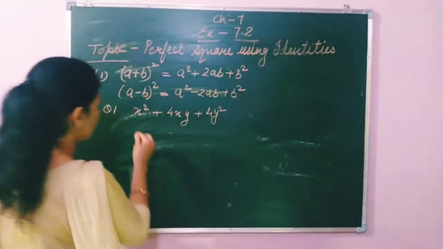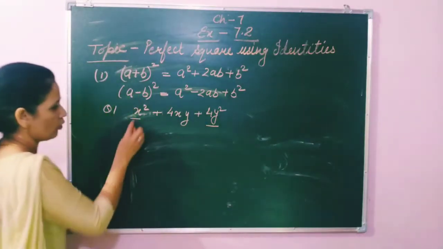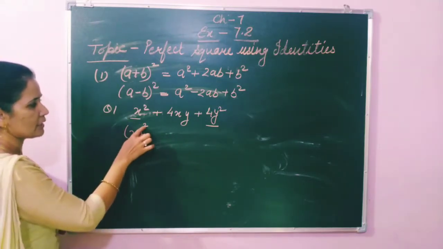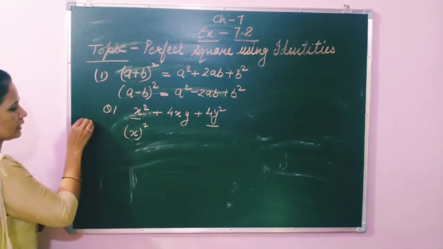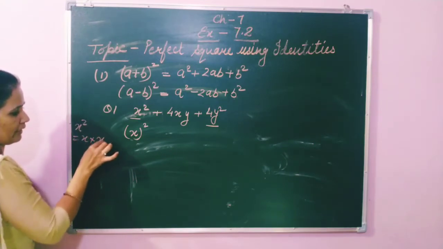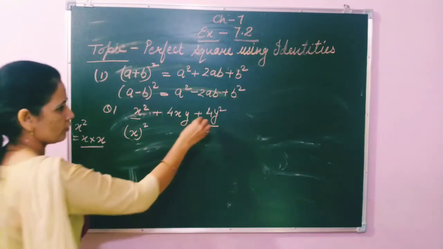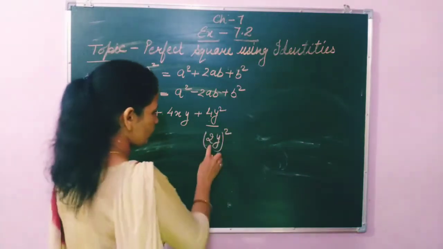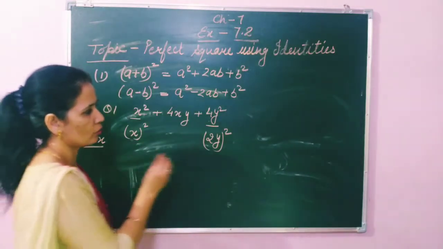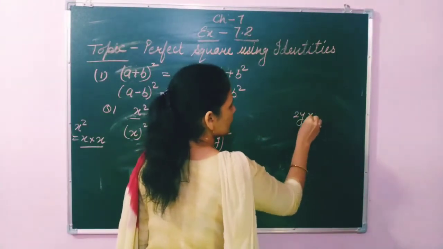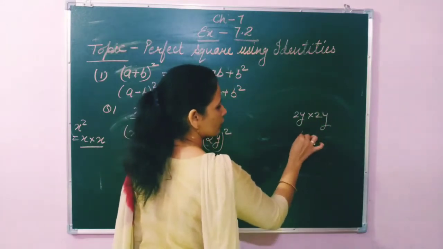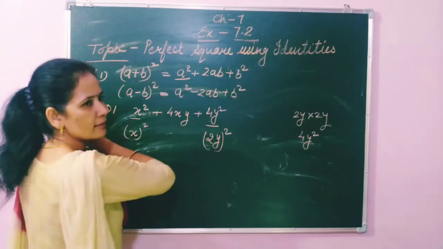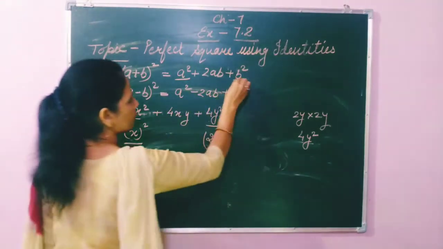So students, we observe here that these two terms are perfect squares. How? x square means x whole square. And 4y square, we can write as (2y) whole square. How? 2y multiplied by 2y, 2 twos are 4, 4y square. Okay students, now we get a square and this one b square.